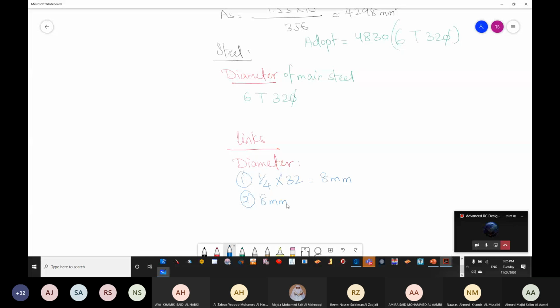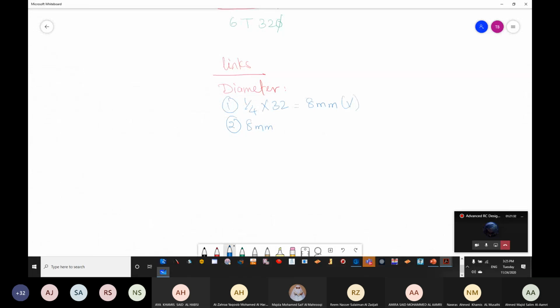So once again, 1/4 of the largest compression bar. We didn't use largest and smallest. Largest and smallest will be happening if you have two bar sizes. Now for the main bar we use only one bar size, which is 32, so there is no smallest and largest. So 1/4 of 32 is 8 mm, or 8 mm. It says whichever is the greater, so picking any one is fine.